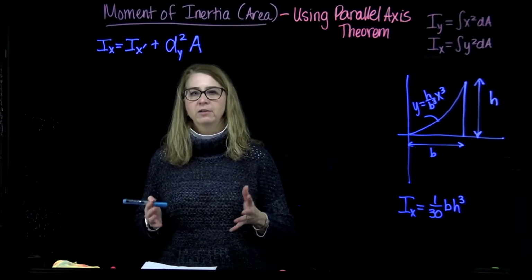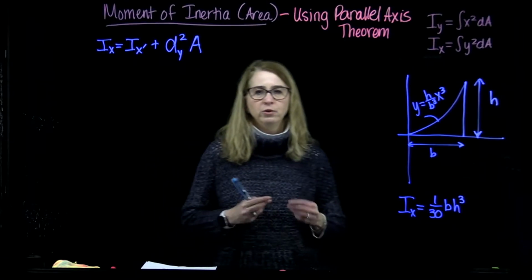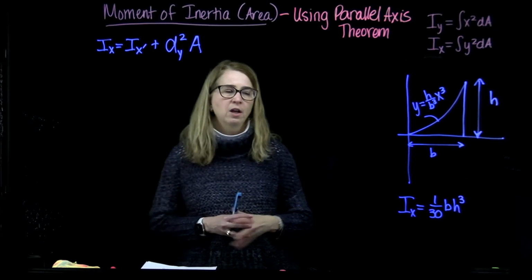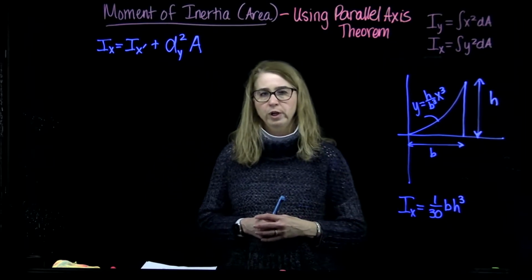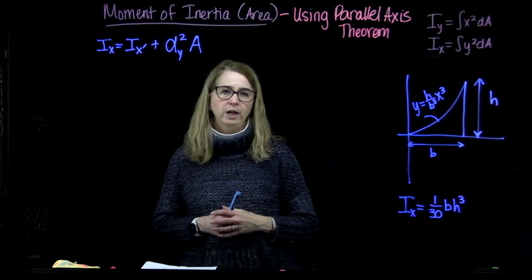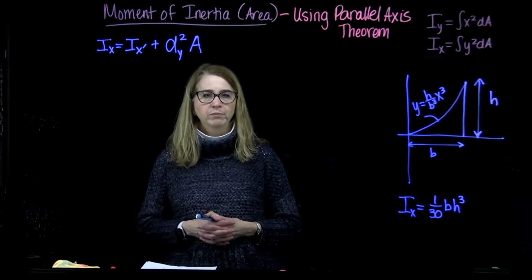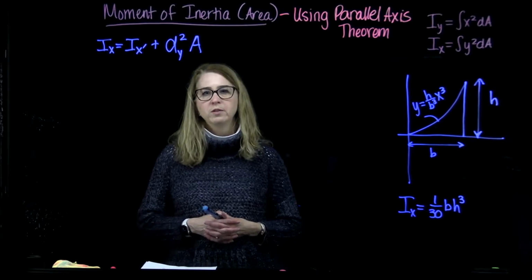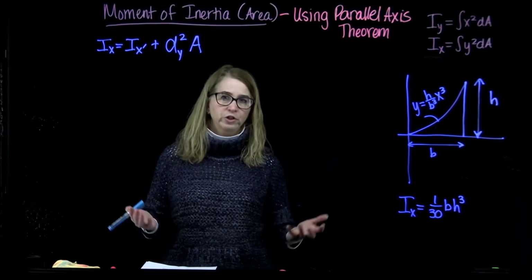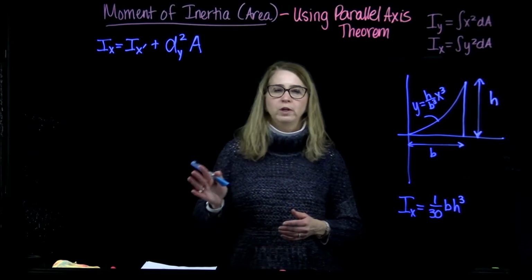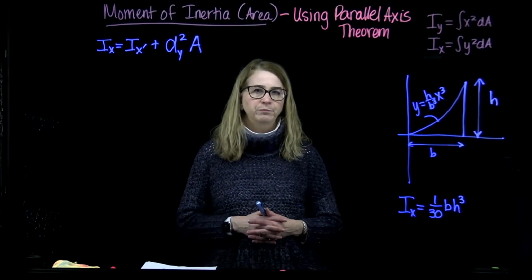And so what we found in the previous video, using the strict definition of the moment of inertia about the x-axis, is that we would have to take a horizontal strip of area when we did our calculation. This ended up being a little bit ugly, totally doable, but is there another way? And the answer is yes. We can do these problems using what we call the parallel axis theorem.